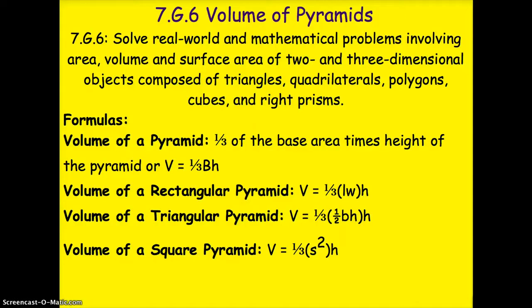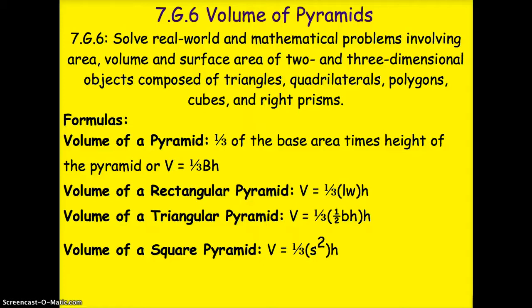For our formulas today, we only have one true formula, which is volume of a pyramid, which is 1/3 of the base area times the height of the pyramid, or 1/3 capital BH. Remember that capital B stands for base area, not base. It is different than the base. So you have to use a formula to solve.